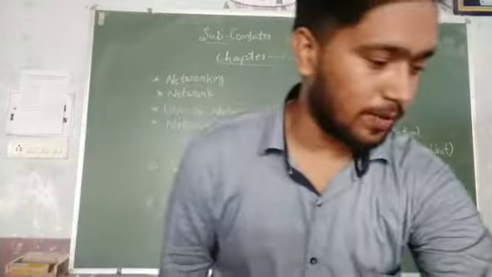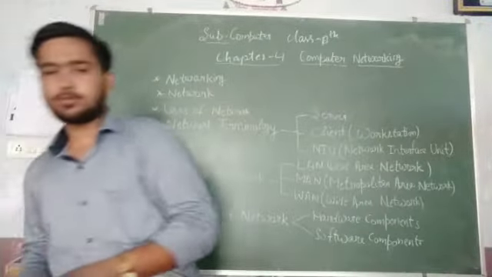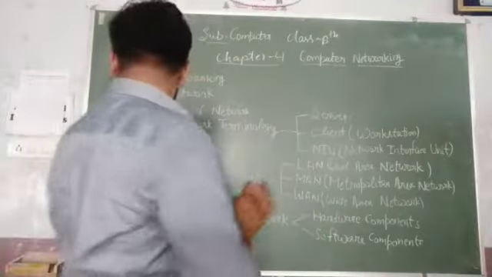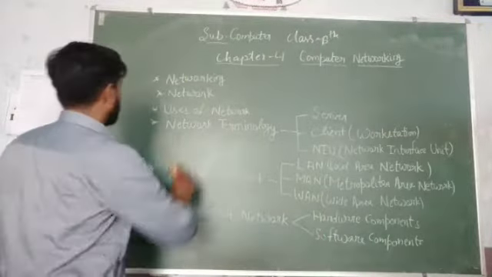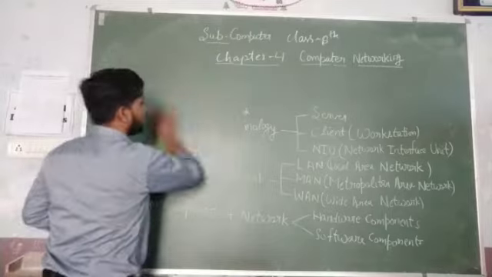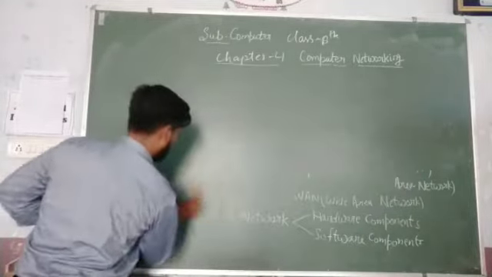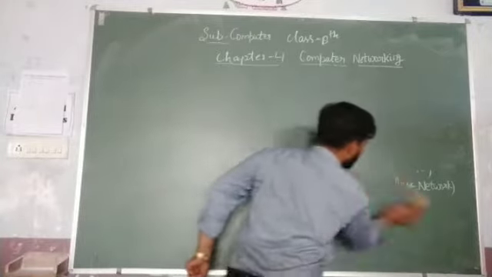आगे फर्दर मूव करते हैं. देयर आर 2 टाइप्स ऑफ नेटवर्क. फर्स्ट वन इज क्लाइंट टू सर्वर नेटवर्क. सेकंड वन इज पीयर टू पीयर नेटवर्क.